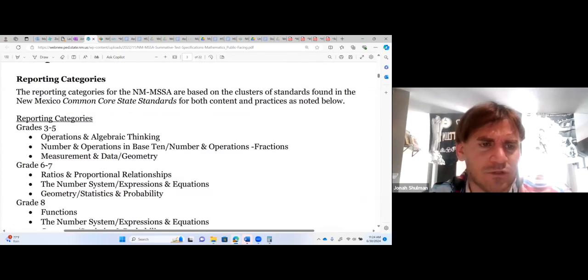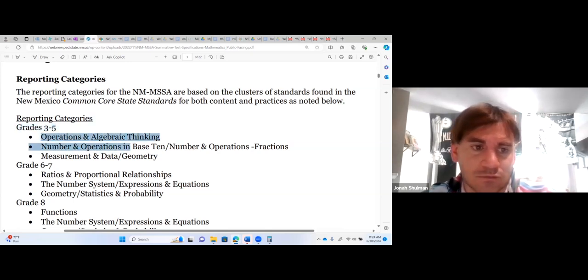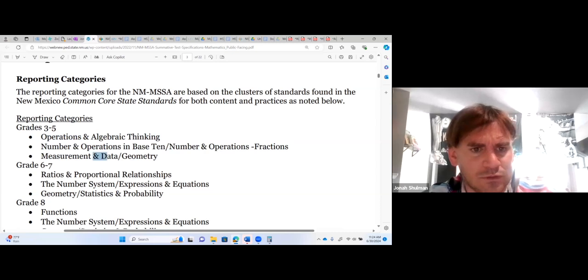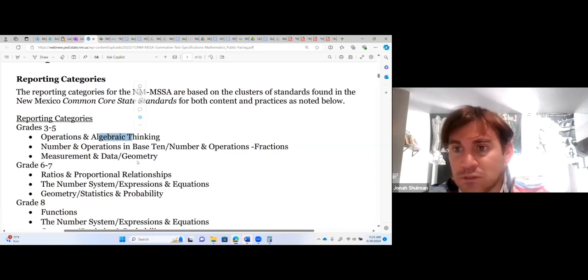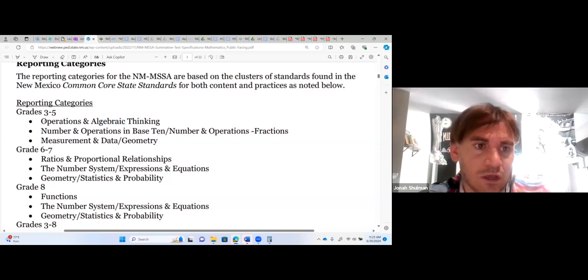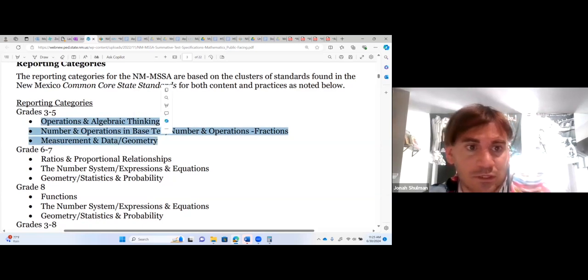Grades 3 through 5. So what are the things you have to do in grades 3 through 5? Operations and algebra, numbers and operations and fractions, measurement and data and geometry. So I would make my units these 3 ideas. I'd probably break measurement and data and geometry into 2, and I'd break number operations and algebraic into 2. But it's up to you. You can set up your units how you like, right? But you want to make sure they get exposed to this.